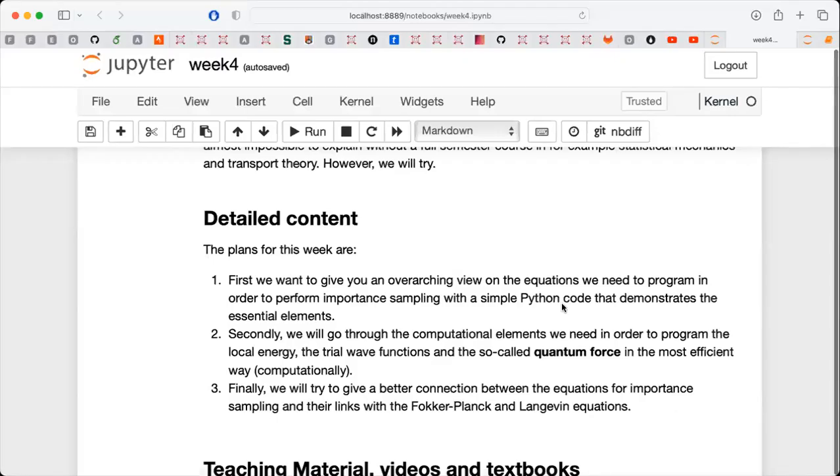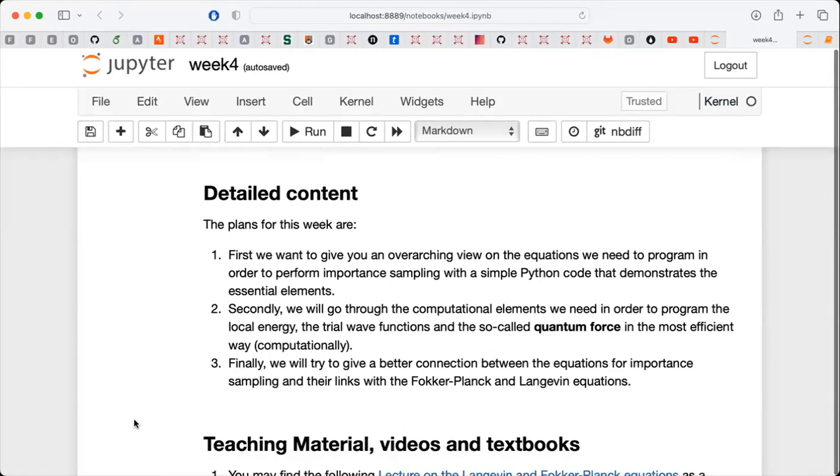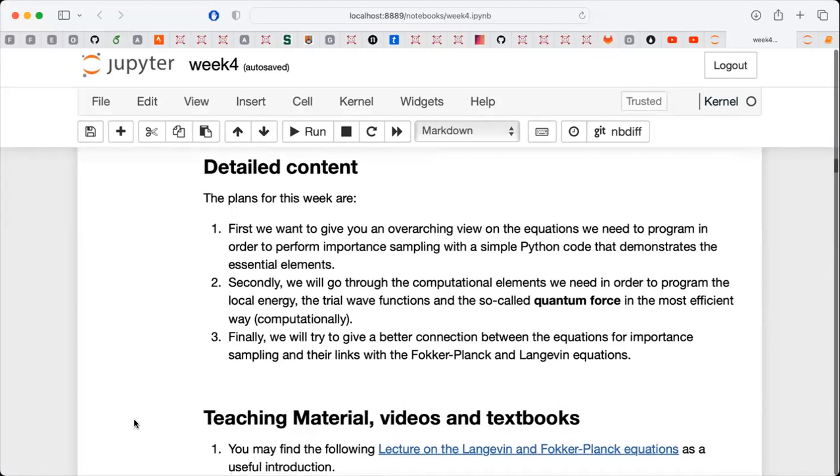So what I want to do now is go back to the slides a little bit and show you the basic ingredients which we need to have in the code. So let's bring this up. The slides here also contain the background material.